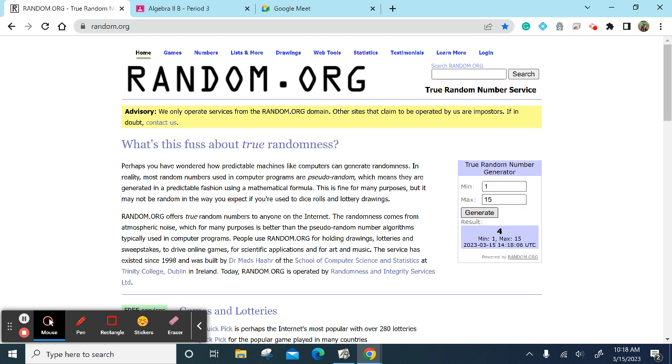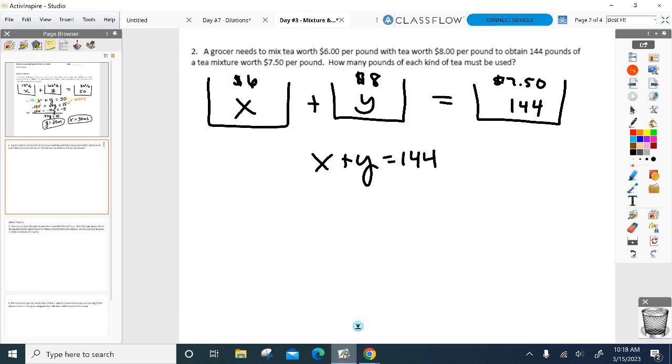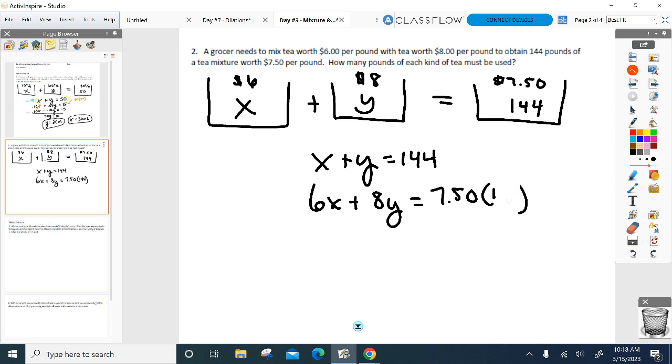So who's got my second equation right now? What's my second equation? 6x plus 8y, equals 7.50 times 144. Good. Please make sure you end up multiplying on the right side. You've been multiplying on the left side. Multiply. So if you want to do 7.50 times 144 and write in what it is, just make sure you know where it's coming from.